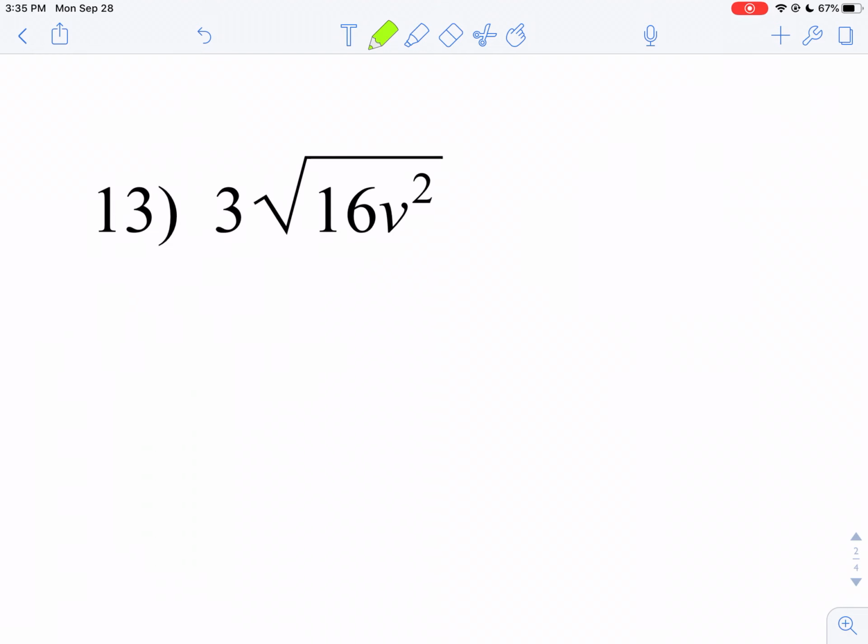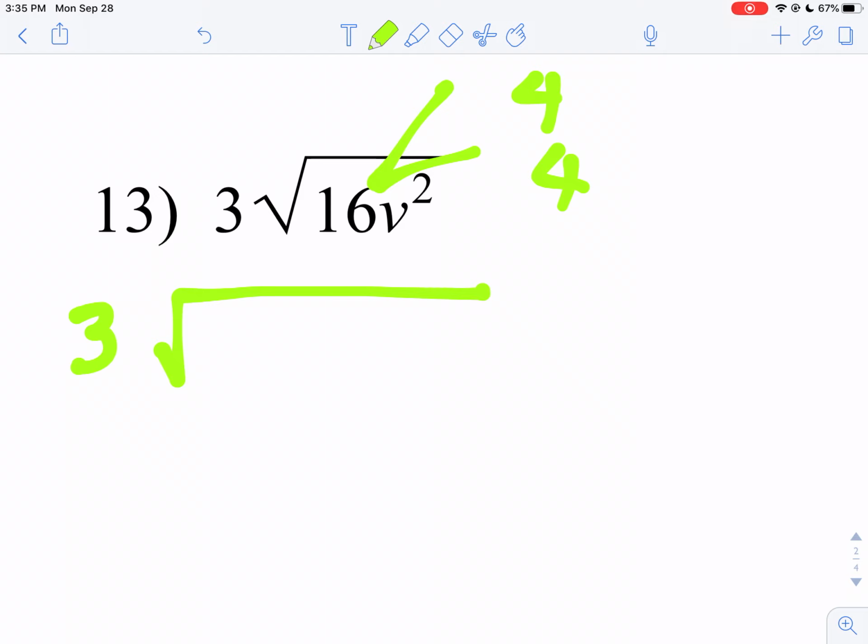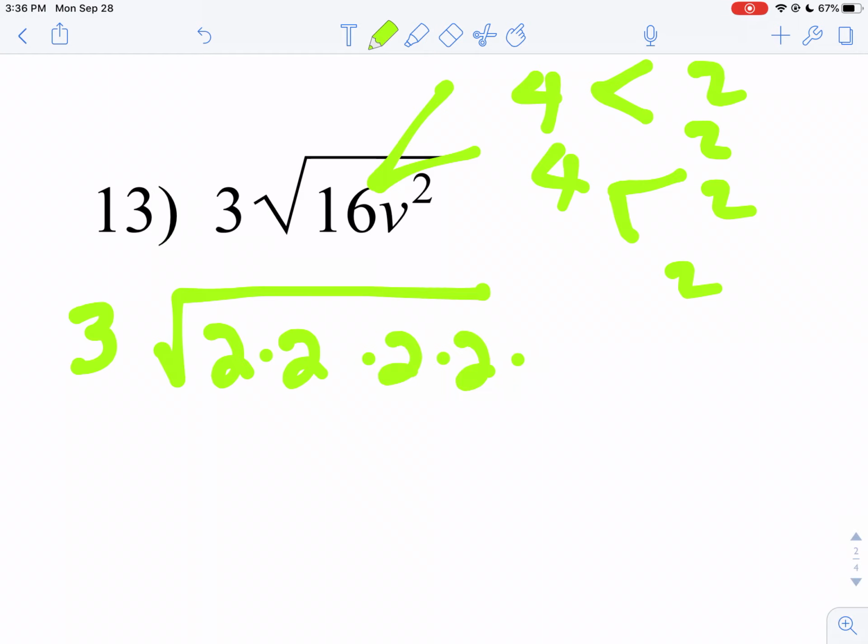13. All right, so again, same step, okay? 3, break down the 16, 4 times 4, okay? If you want to, you can just leave 4 and 4, okay? But I'm just gonna break it down just because some people need to see it, okay? 2 times 2, that's for the first 4. 2 times 2, that's for the second 4. And then you have v times v, that's for your variable.